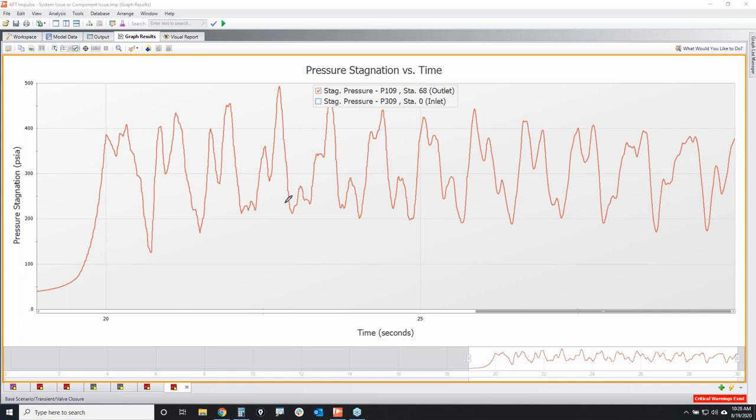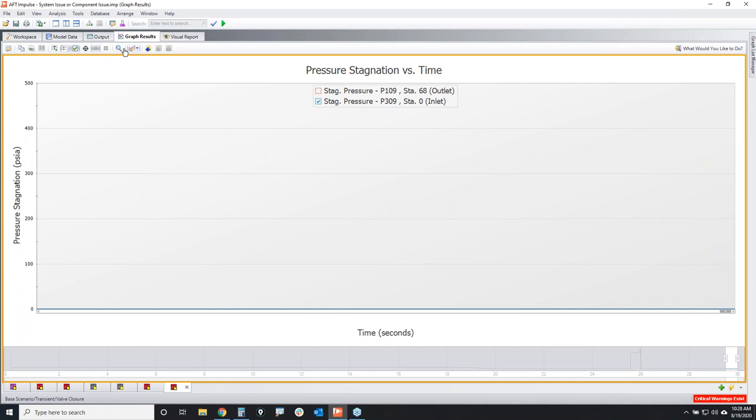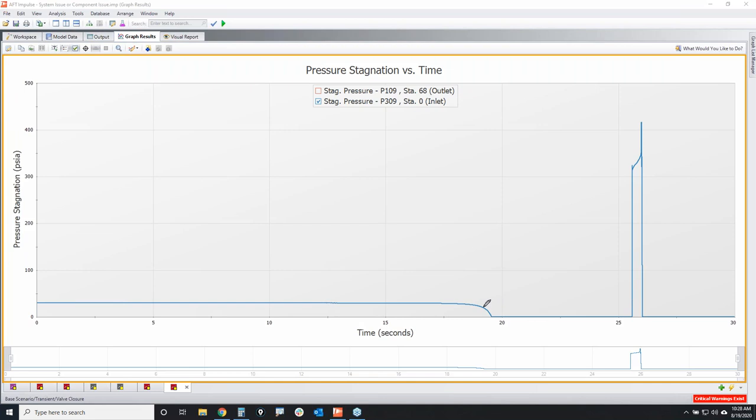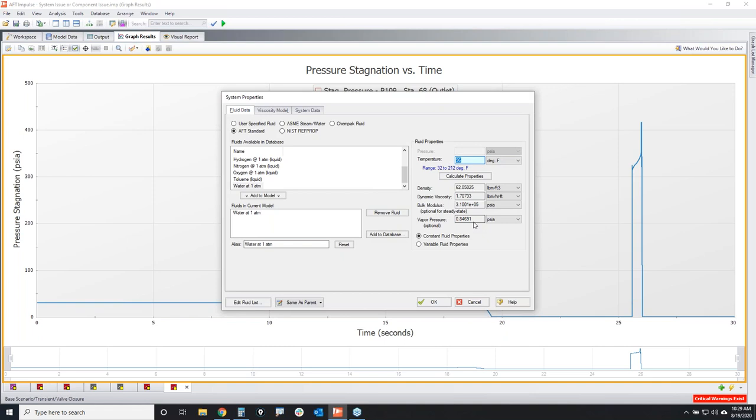How about the downstream side of the valve? Well, let's switch our graphs. So on the downstream side of the valve, let me expand out to 100% again. What we see is as the valve closes, we immediately drop to vapor pressure. How do I know it's vapor pressure? Well, one way is if I check the system properties window, my vapor pressure is 0.85 PSIA.